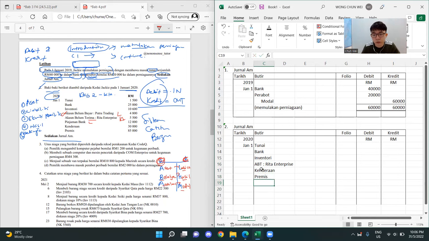Then only you put all the liabilities, all the ones on the credit. So it will look nicer and clean. The ABB account belum bayar will be Putra Trading. Then also the pinjaman bank, the liability. So there are two liabilities here, two credits.